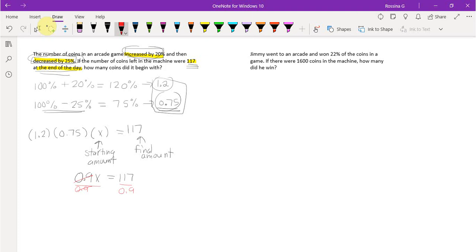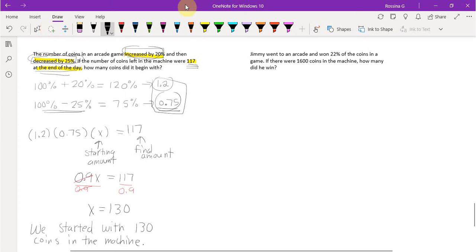So we get 117 divided by 0.9 is 130. X equals 130. Remember, this is your starting amount, so we started with 130 coins. Or the machine started with 130 coins. Okay, let's move on to the next problem.